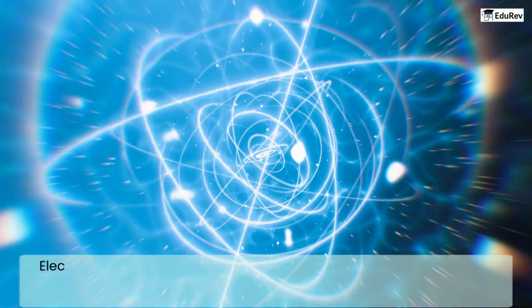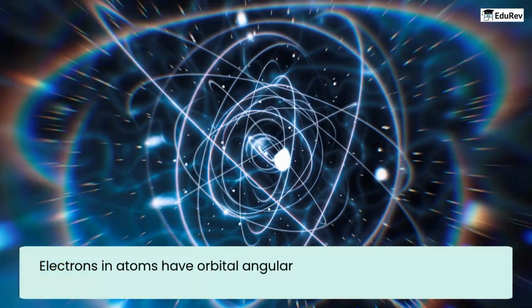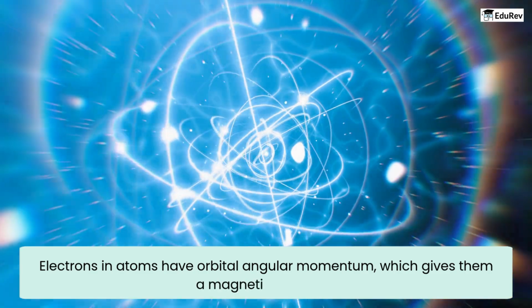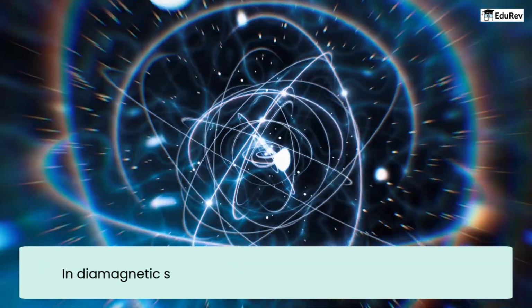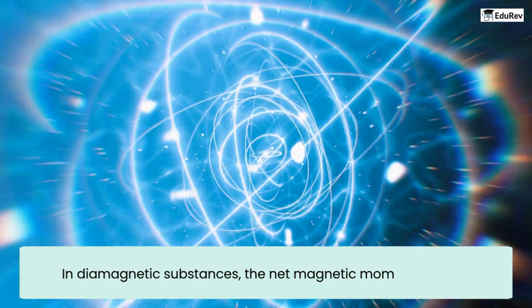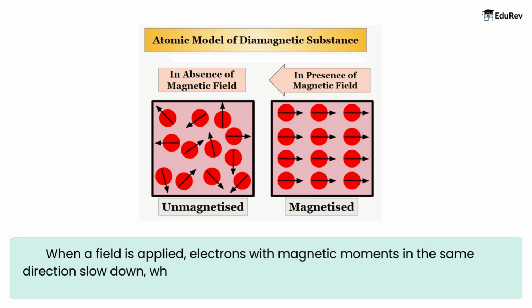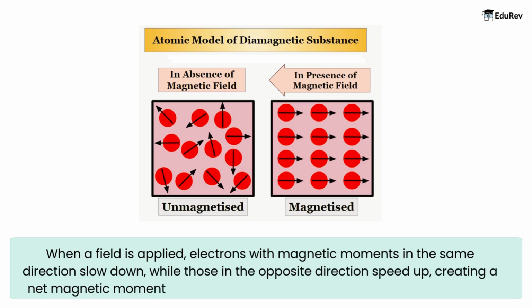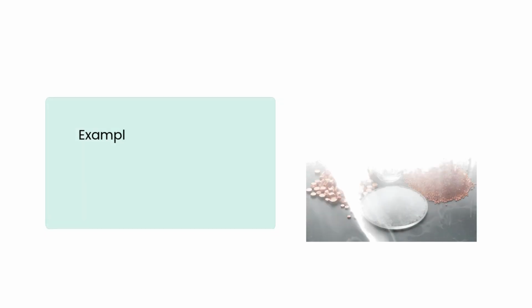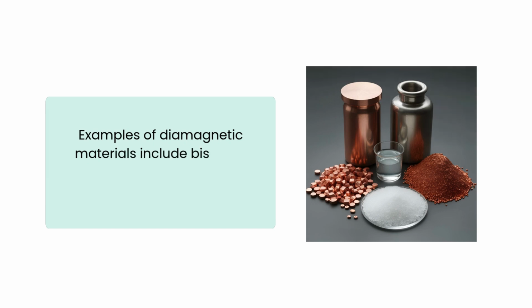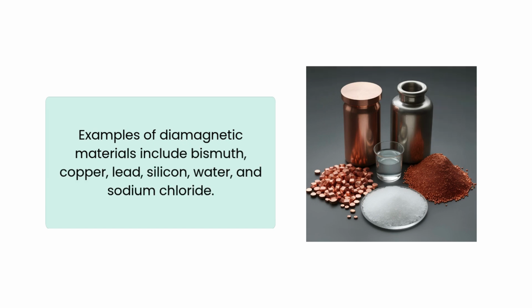Why does this happen? Electrons and atoms have orbital angular momentum, which gives them a magnetic moment. In diamagnetic substances, the net magnetic moment is zero. When a field is applied, electrons with magnetic moments in the same direction slow down, while those in the opposite direction speed up, creating a net magnetic moment opposite to the applied field. This leads to repulsion. Examples of diamagnetic materials include bismuth, copper, lead, silicon, water, and sodium chloride.